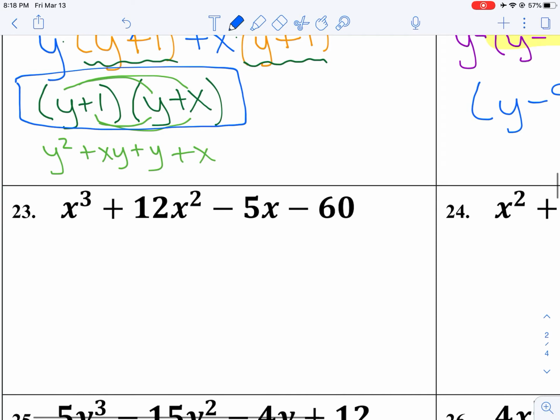Okay, let's look at this one. Oh, we'll just change up the color a little bit. Okay, I look at the first two. And I get x squared.